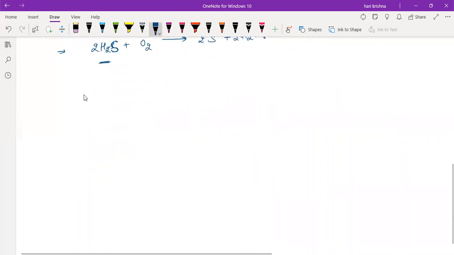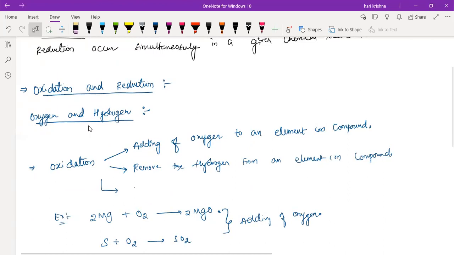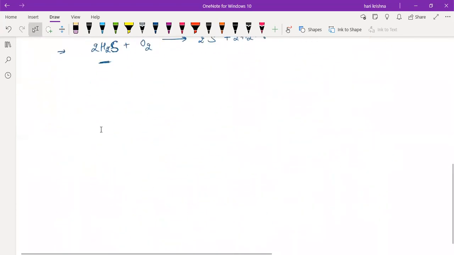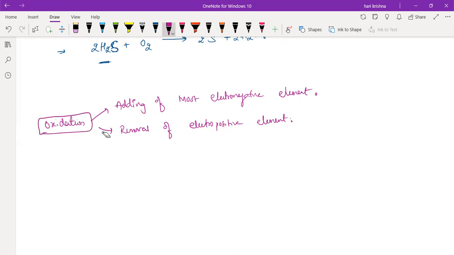And one more term is there. Oxidation is not only about the adding of oxygen or removal of hydrogen. It is also about the adding of, or you can write it down. Oxidation means adding of most electronegative element or removal of electropositive element from a compound or the elements. This is also oxidation. Total 4 are there in terms of hydrogen and oxygen and the electronegative and the electropositive. Oxidation means adding of most electronegative element or removal of electropositive element.